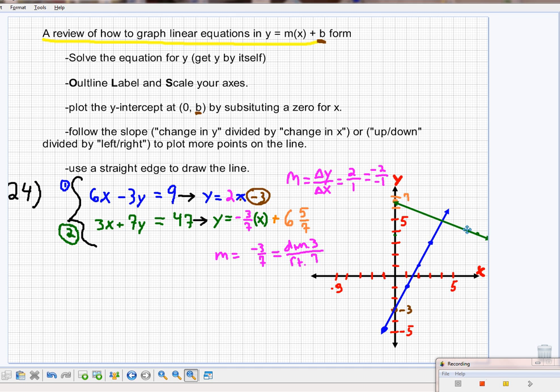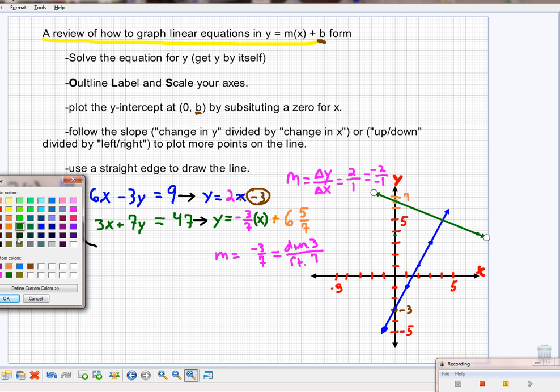But try to put it as exact as you can. And always, always, always extend your line just a little bit. You can see the estimated point of intersection there. The estimated point of intersection is, I'll go ahead and mark it in red.